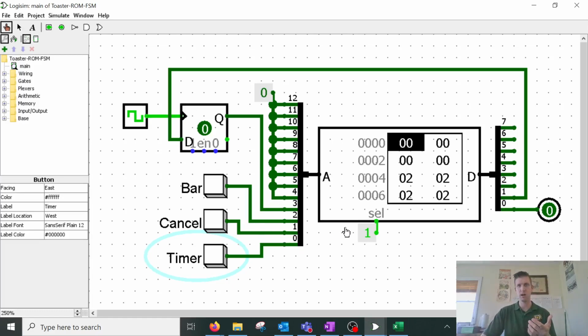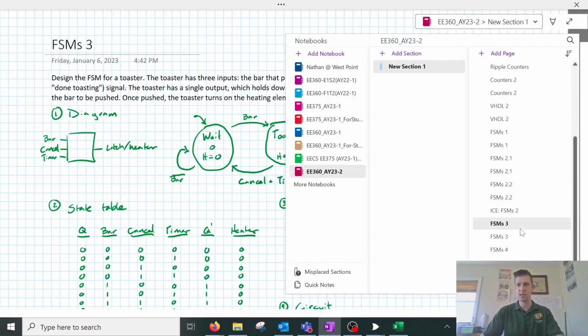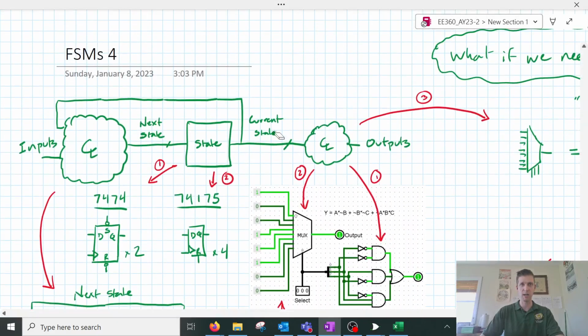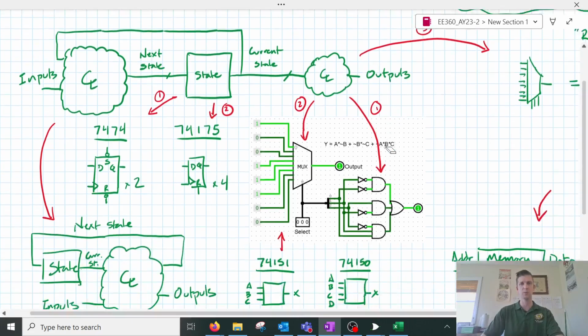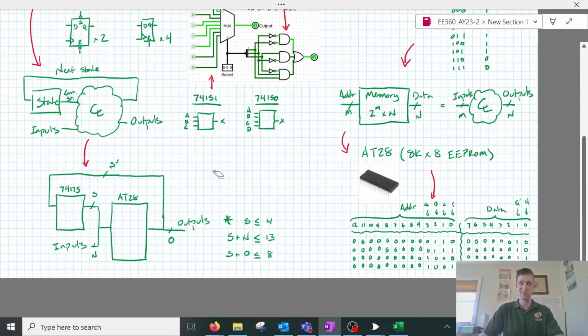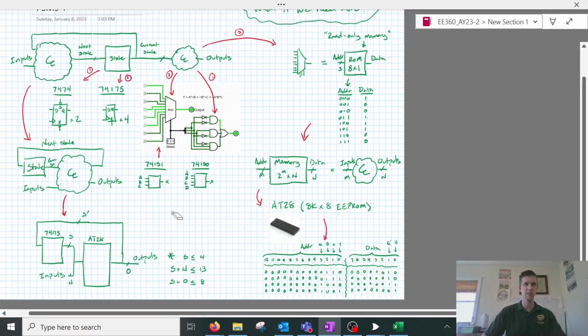And so this read-only memory device right here, which is the AT28 we're going to use in the lab, I'm using to implement both my next state logic and my output logic. And the cool part about this is now for a couple of dollars, $5-10, and 2 integrated circuits, I can build some very large finite state machines.